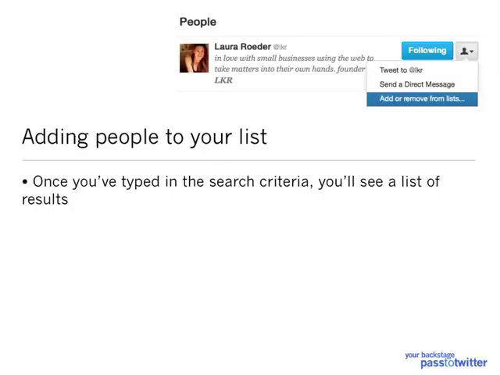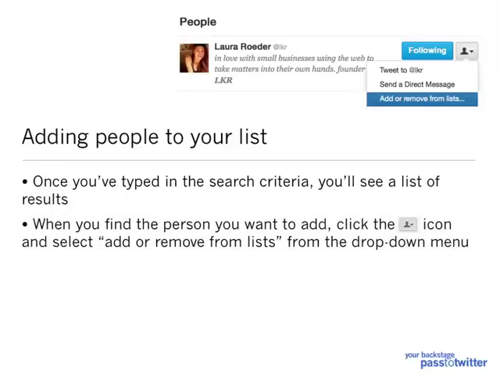Once you've typed in your search criteria, in this case I typed in LKR for Laura, you'll see a list of all of the results. When you find the person you want to add, you'll click the little person looking icon and select Add or Remove from Lists from the drop-down menu.